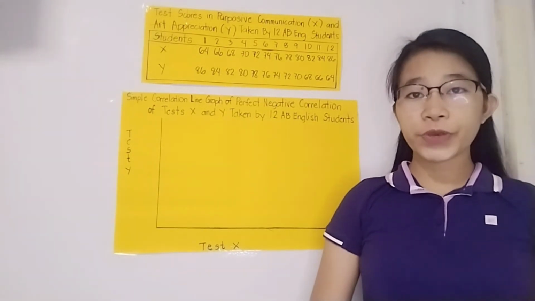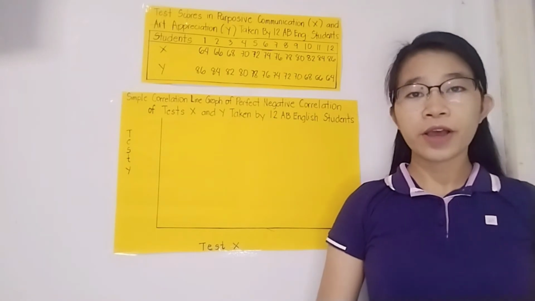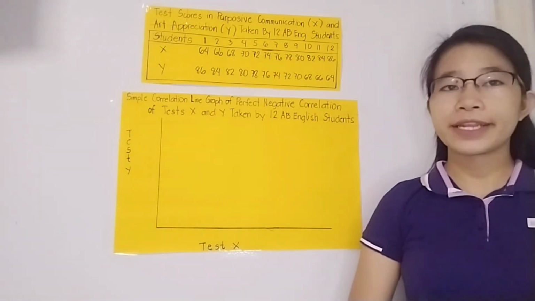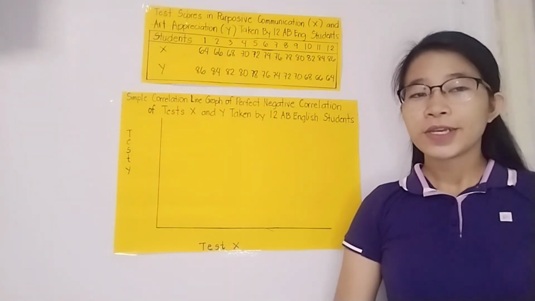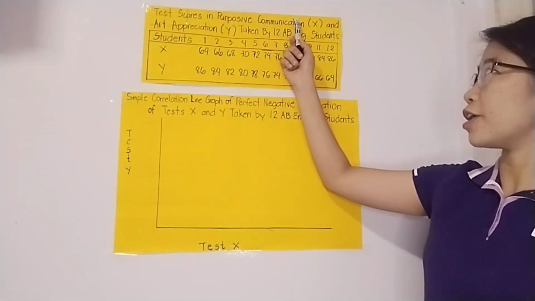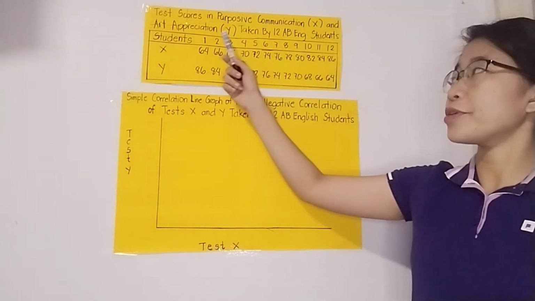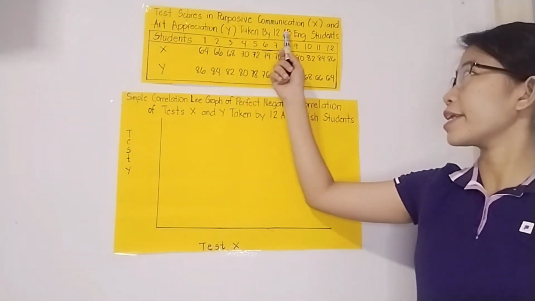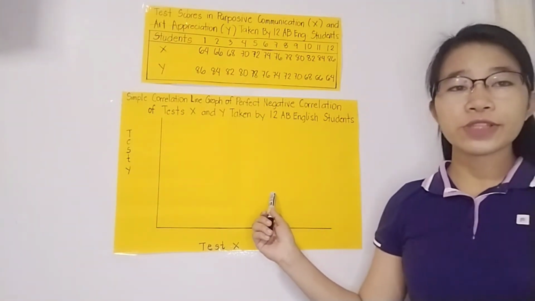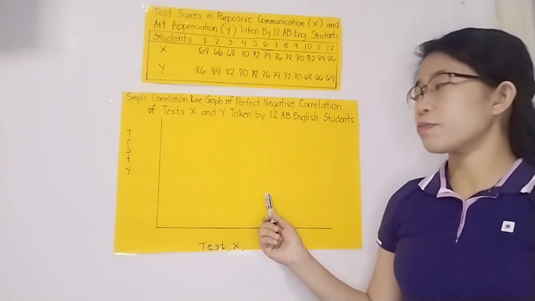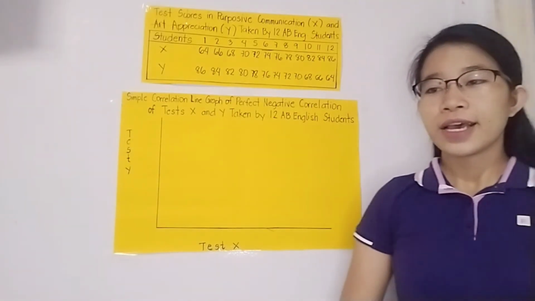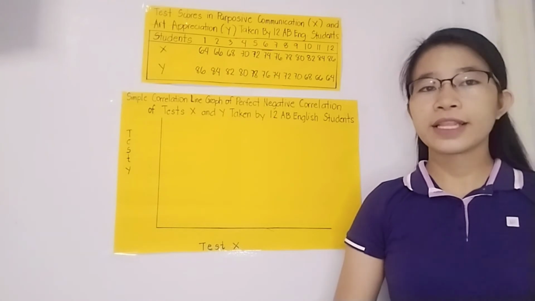Now, I will show you how to make a simple correlation line graph of a perfect negative line graph of test X and test Y by the 12 AB English students. So, we are going to use this data, the test scores in purposive communication, which is the variable X, and art appreciation, which is the variable Y, taken by the 12 AB English students. The primary use of this line graph is to demonstrate or evaluate the correlation between the two variables. Its primary function is to visualize the strength of correlation between two plotted variables.